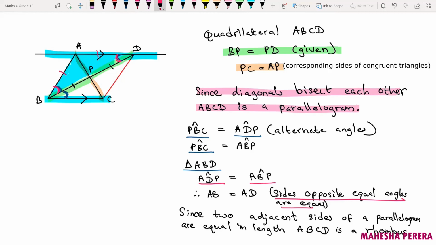Do you remember? Right. Then you can say simply, since two adjacent sides of a parallelogram are equal. Now, what are the two adjacent sides? These two adjacent sides, right? Now, when it comes to a rhombus, if two adjacent sides of a parallelogram are equal in length, right? That means that parallelogram is a rhombus, because eventually all four sides become equal if two adjacent sides are equal.